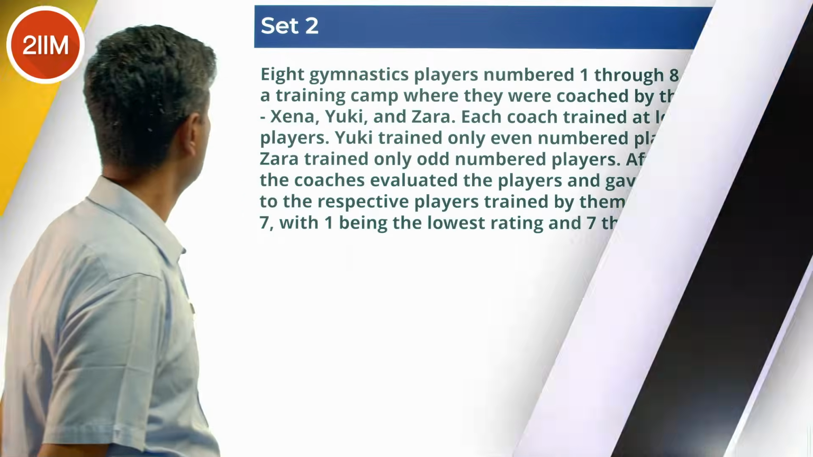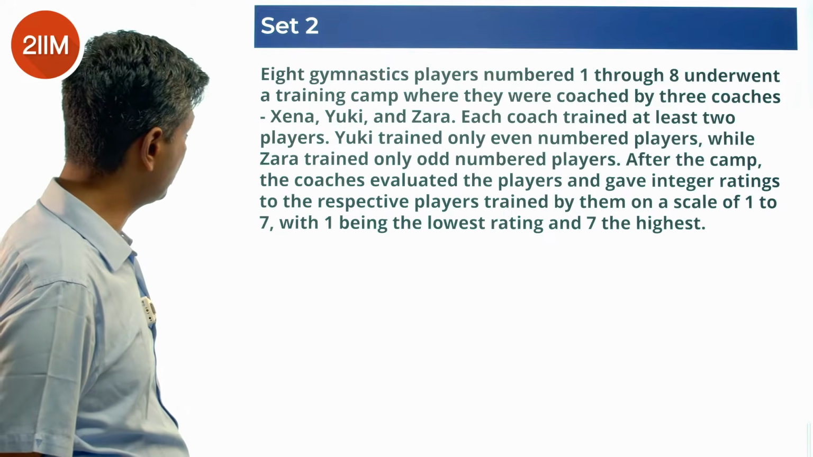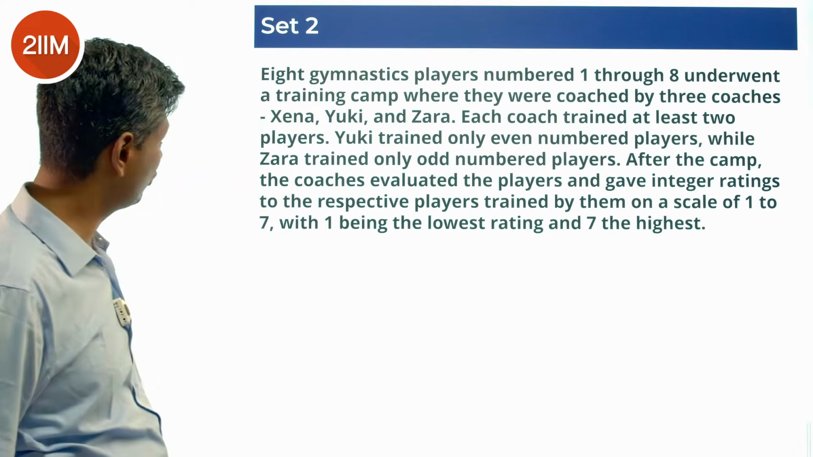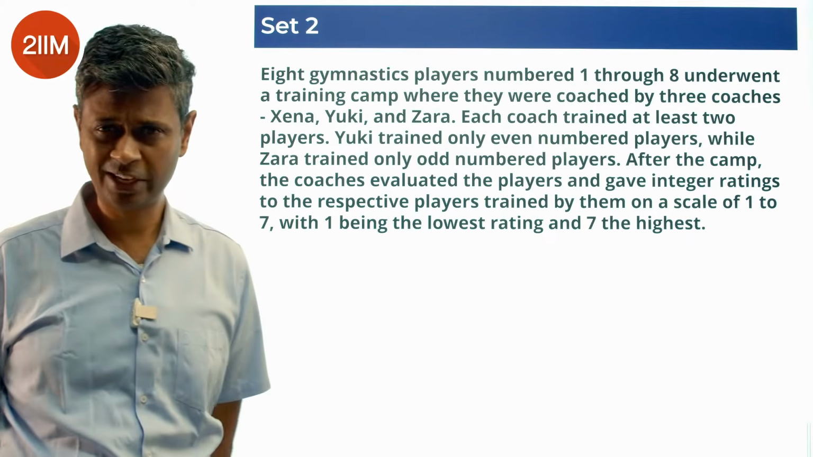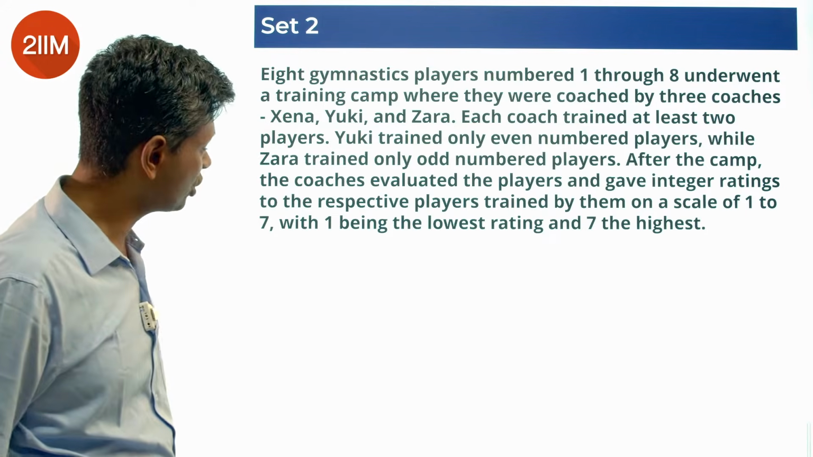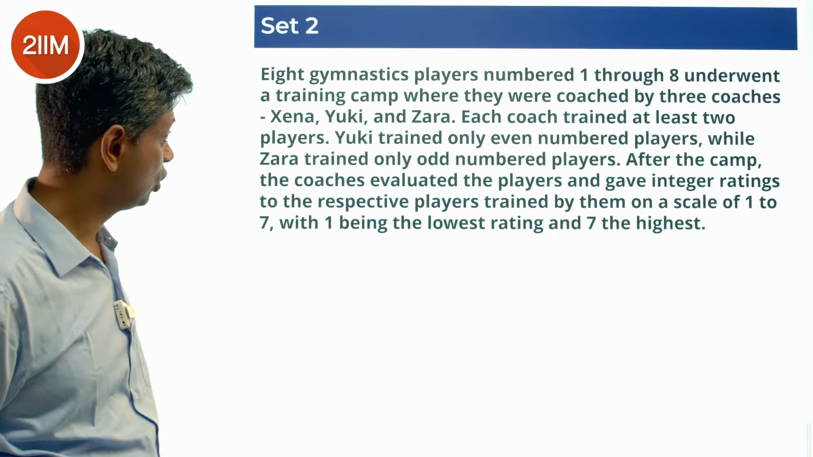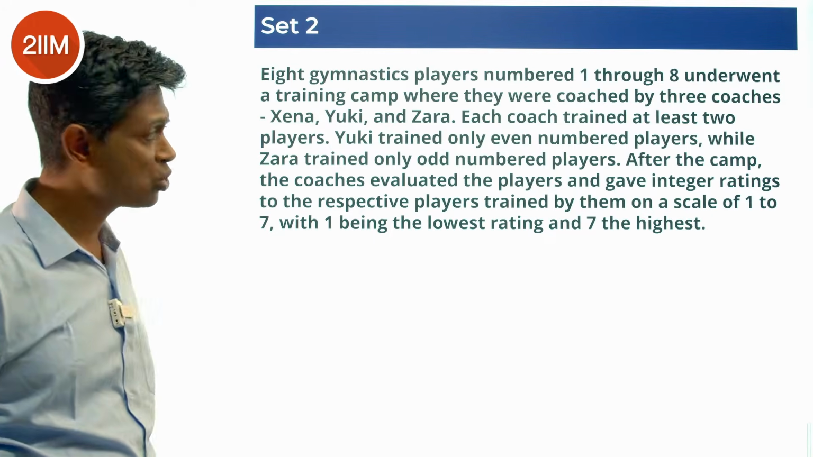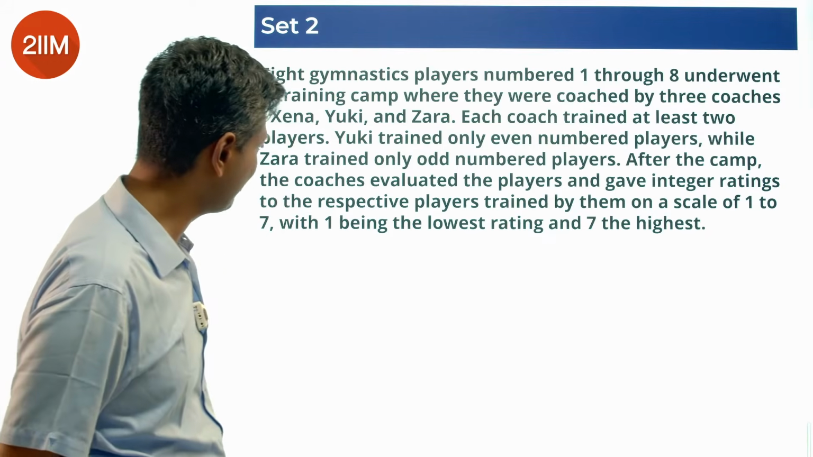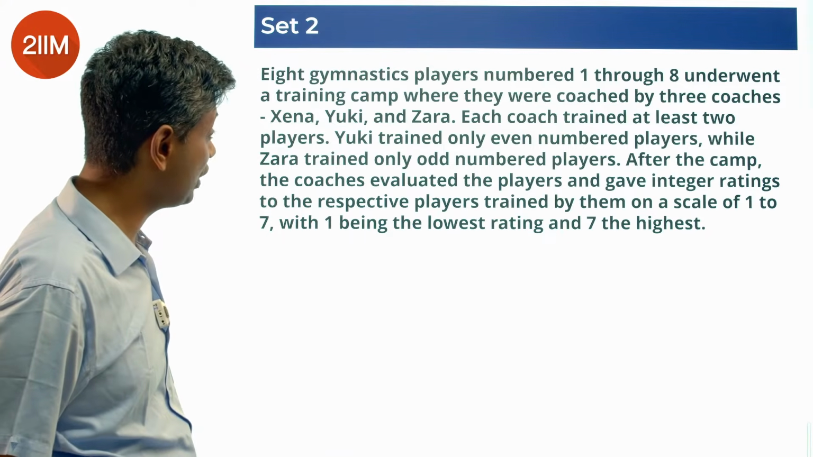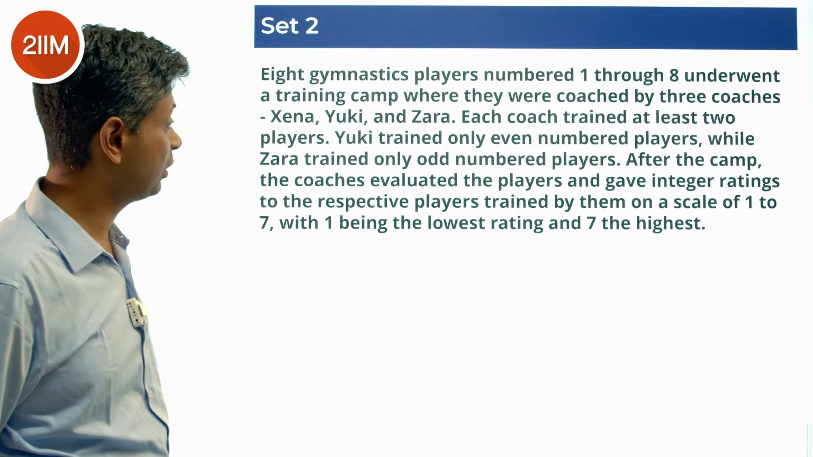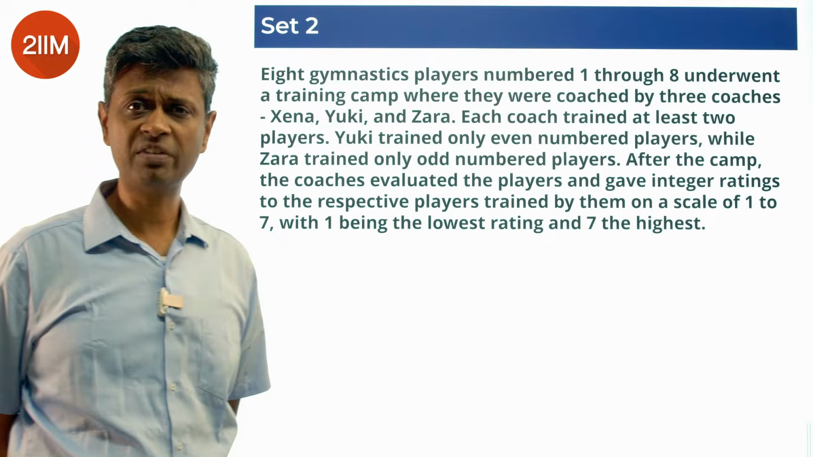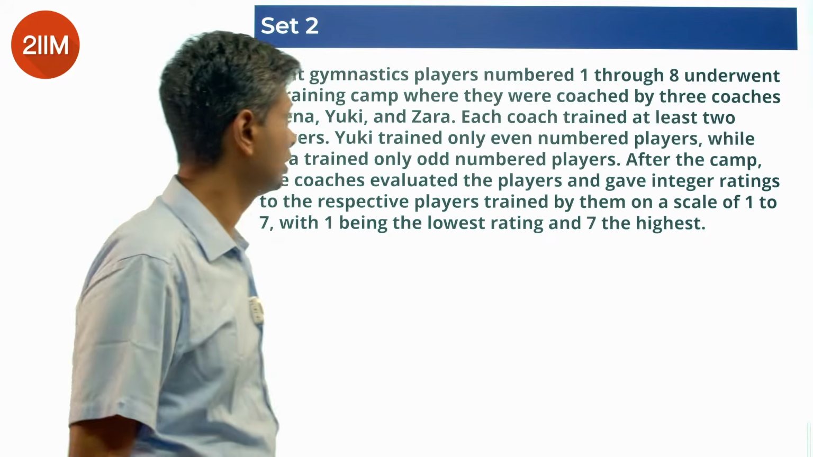Lovely. 8 gymnastics players numbered 1 through 8 underwent a training camp where they were coached by 3 coaches: X, Y and Z, named Xena, Yuki and Zara. Nice. Each coach trained at least 2 players. Yuki trained only even numbered players, while Zara trained only odd numbered players. After the camp, the coaches evaluated the players and gave integer ratings to the respective players trained by them on a scale of 1 to 7, with 1 being the lowest and 7 being the highest. Nice.